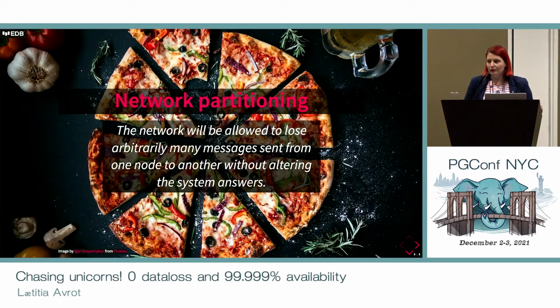And the last one, which is the trickier part, network partitioning. The network will be allowed to lose arbitrarily many messages sent from one node to another without altering the system answers. That's the trickier part, because we know that that's almost impossible to reach. But we can have systems that will take over when there's some network failure, but it won't be without disrupting availability, because there will be a short period of time where you might get an error message, or a problem with consistency. And we'll see later why.